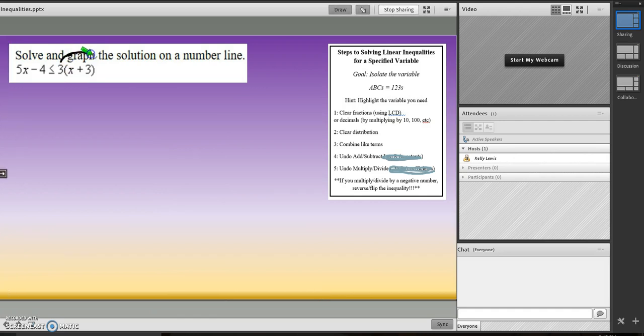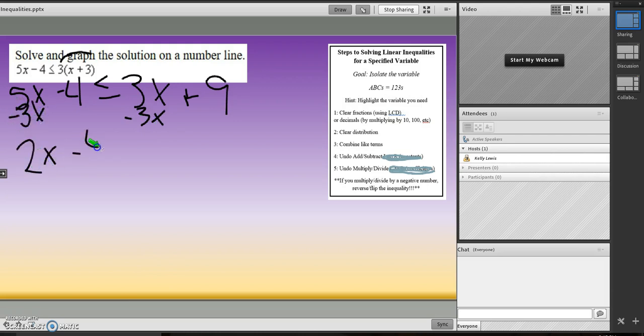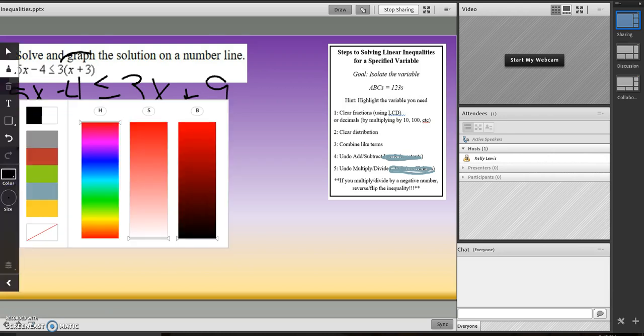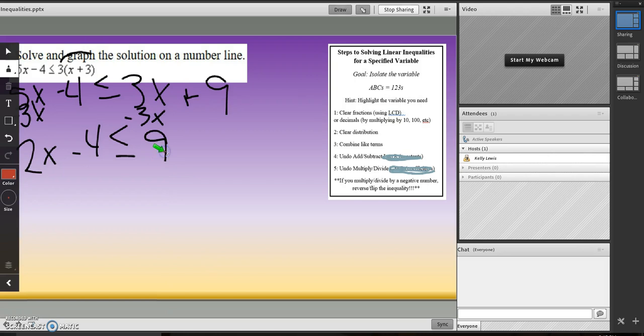Alright, I'm going to distribute this 3, so I get 5x minus 4 less than or equal to 3x, 3 times x, plus 3 times 3 is 9. Right now, I want to subtract this 3x because I like my letters on my left. 5x minus 3x is 2x. Right, then this is a regular number, so I need to move this 4, but he's negative. So the opposite operation of subtraction is addition. So 9 plus 4 is 13.